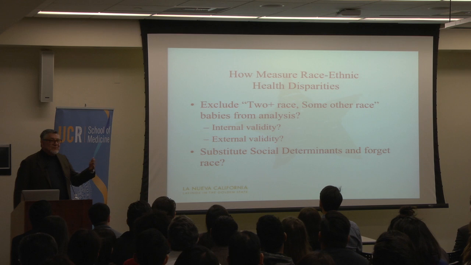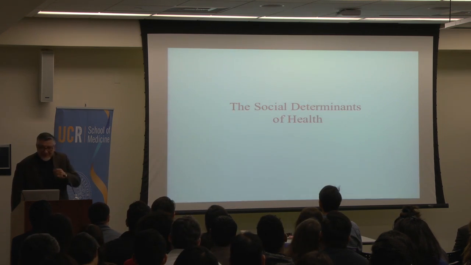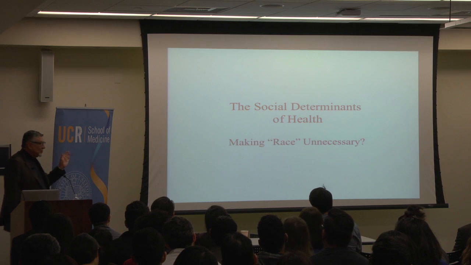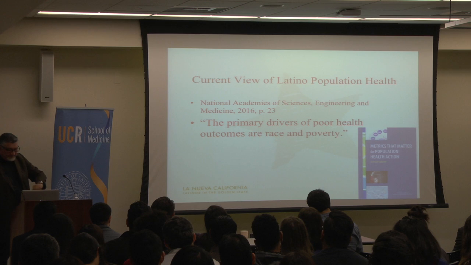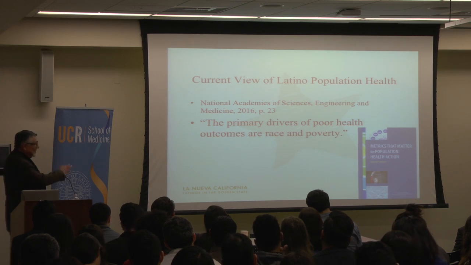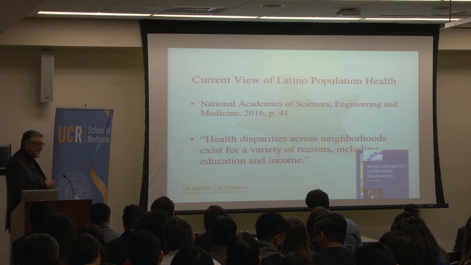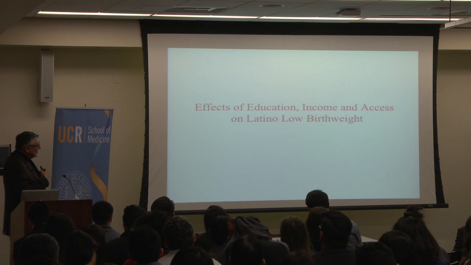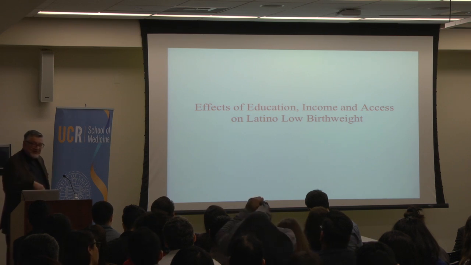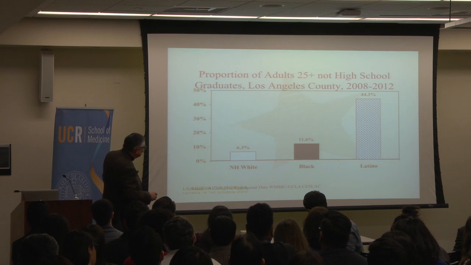Or can we substitute social determinants? Well, let's take a look at this. Will social determinants make race unnecessary? Okay, remember what IOM said, the primary drivers of poor health are race, poverty, income, education. Let's look at low birth weight in Los Angeles County and some of the social determinants.